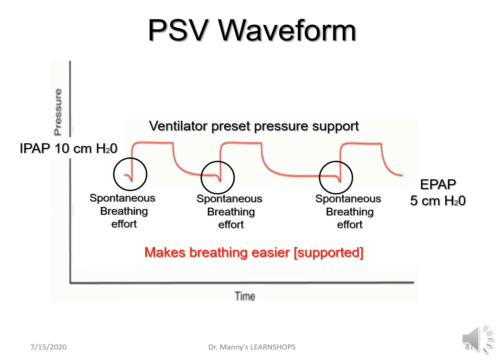Here's an example of a pressure support ventilation waveform. Remember, the patient is breathing spontaneously. And BiPAP is an example of pressure support ventilation, because with IPAP it supports inspiration, with EPAP it supports expiration. It makes it easier for the patient to breathe spontaneously.